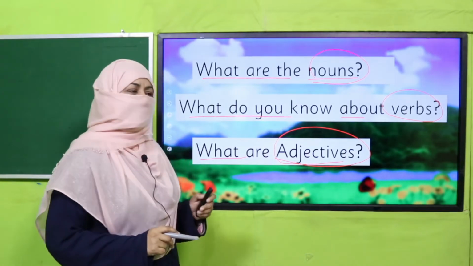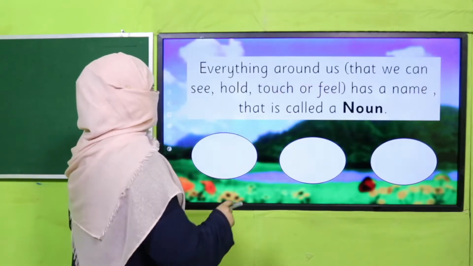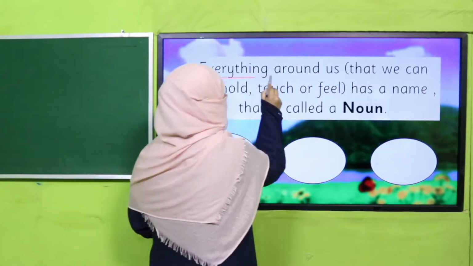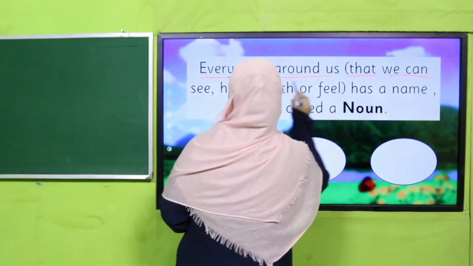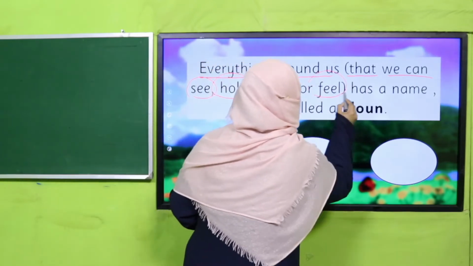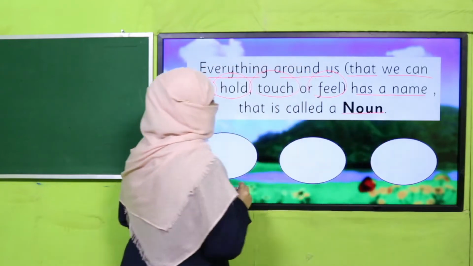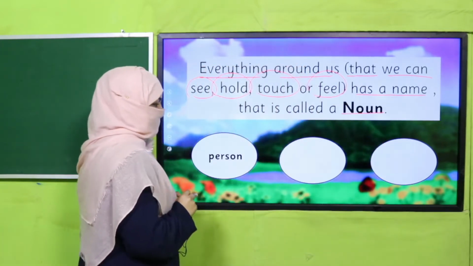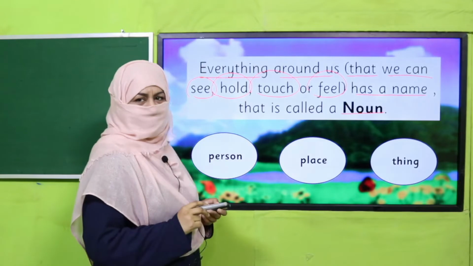Yes, my dear children, I hope you could recall nouns, everything around us that we can see, hold, touch or feel has a name, and that is called a noun. It may refer to a person, a place or thing. Right?